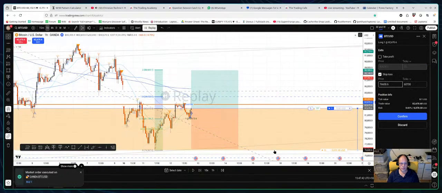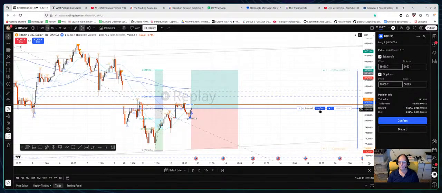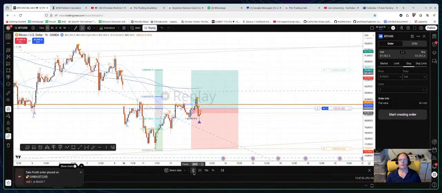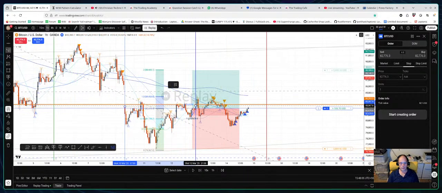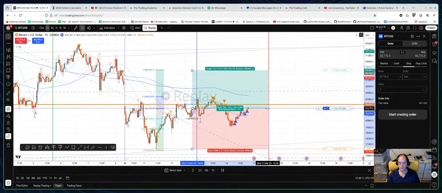Stop loss down here. Take profit up here. Confirm. And do we win or do we lose? Not doing so well so far. And the time for it to win is from here to there. So if it gets to here, we have to close the trade anyway.